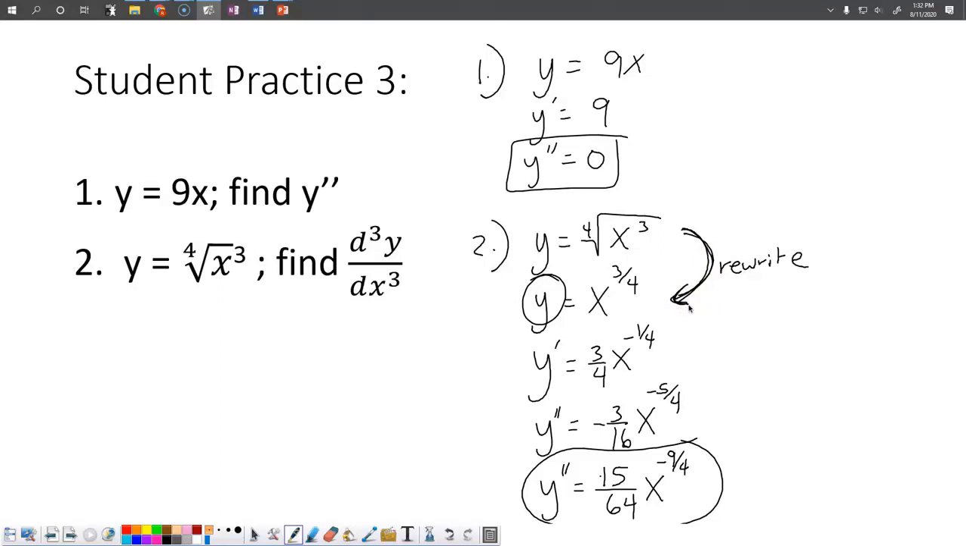So it's still y. And then after that, I do the first derivative, which is a power rule. So I multiplied the 3/4 to the front and took 1 off the 3/4, and I got negative 1/4 for the new power. Then we do the power rule again to find the second derivative, because we're trying to get to the third derivative, right? So the second derivative, you're going to multiply negative 1/4 times 3/4, and that gives you negative 3/16. And if you subtract 1 from negative 1/4, you end up with negative 5/4.